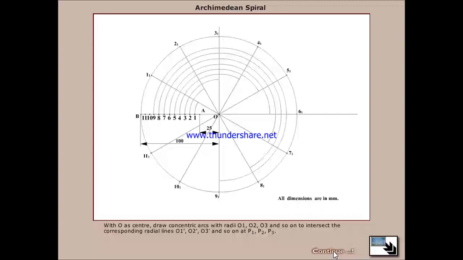With center O, draw concentric circle arcs with radii O1, O2, O3 and so on to intersect the corresponding radial lines O1 dash, O2 dash, O3 dash and so on at P1, P2, P3.